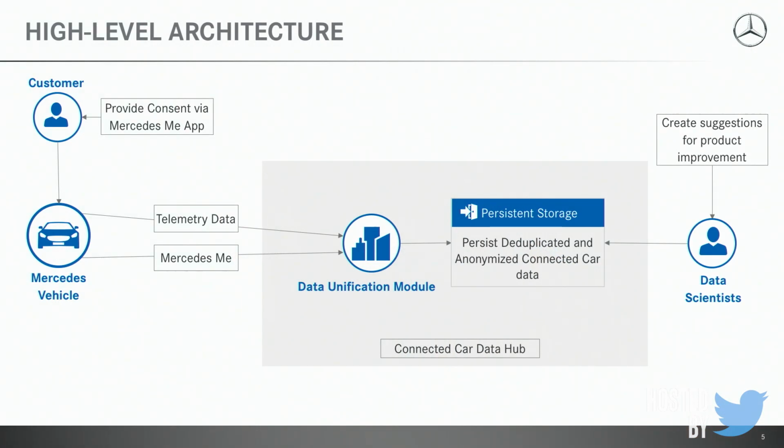And as I said earlier, we persist the deduplicated and anonymized data in our persistent storage. And then once we have this data in our persistent storage, it can be accessed by our data scientists, and they create suggestions for product improvement.